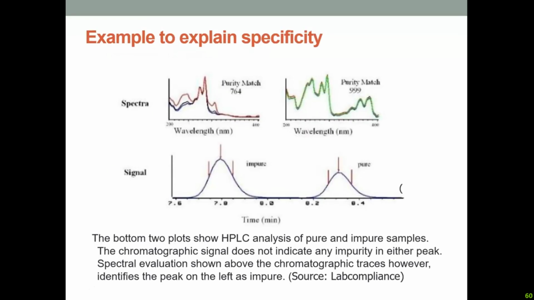The bottom 2 plots show a HPLC analysis of pure and impure samples. So the chromatographic signal doesn't indicate any impurity in either peak because they're eluting too close together. So when you look at the spectral evaluation, you can see the breakdown. So one peak is pure. This one has an impurity match because you can see there are 2 different things eluting at the same retention time. And this one here is a pure peak, so the purity match is 999.